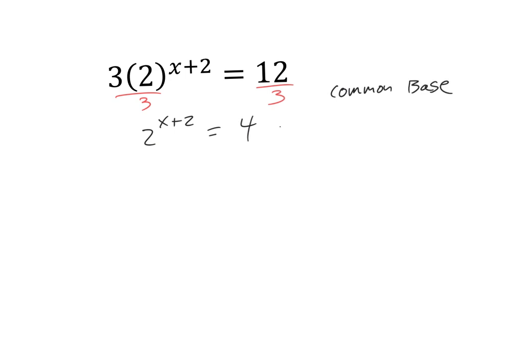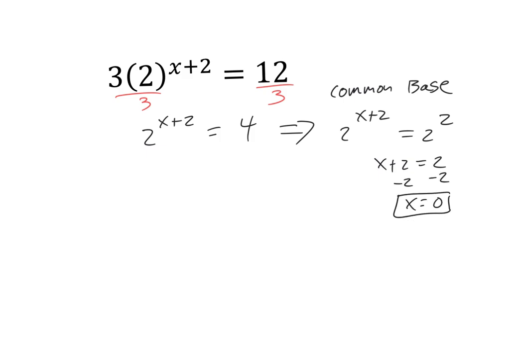But in this one it will, because think about it. I could rewrite this as 2 to the x plus 2 equals 2 squared, and bam. This is going to be an easy problem, because if these two bases are the same, then these two exponents are the same. So I can just say x plus 2 equals 2, subtract 2 from both sides, and I get x equals 0. That's beautiful.